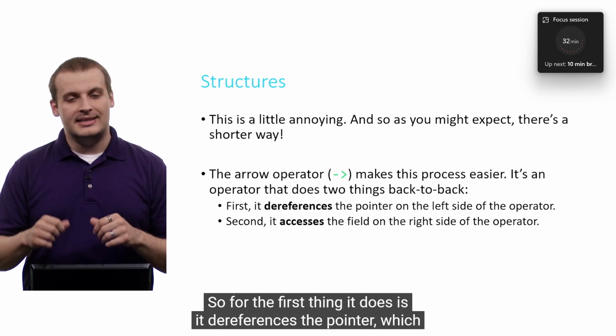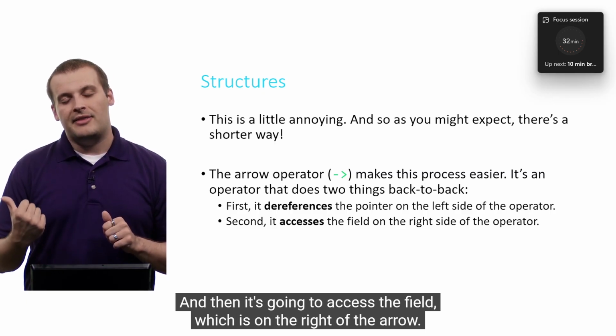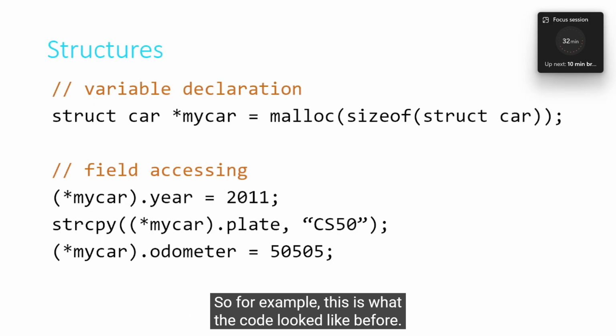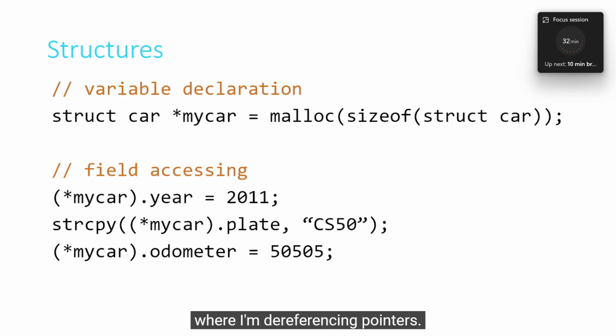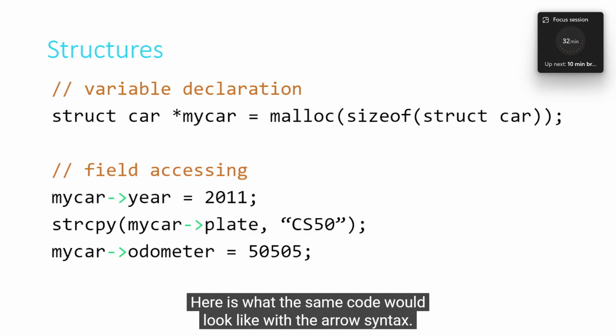It does two operations back to back. The first thing it does is it dereferences the pointer, which is on the left of the arrow, and then it's going to access the field, which is on the right of the arrow. So for example, this is what the code looked like before. This is what we just had on the slide a second ago, where I'm dereferencing pointers, and then I'm using the dot operator to access the fields. Here's what the same code would look like with the arrow syntax.